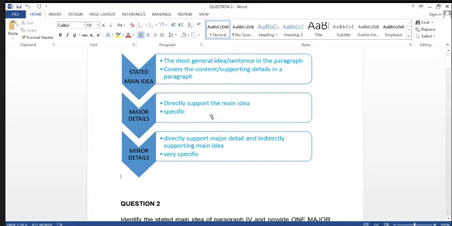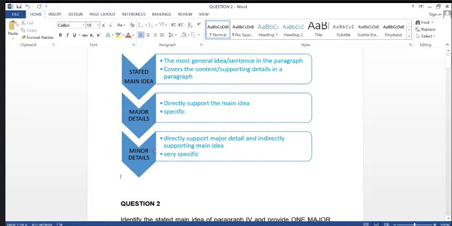All right. So this is one economic divide example, directly linked. And in terms of characteristic, of course, supporting detail will not be general. So for the major detail, the characteristic is specific in nature. However, when you talk about minor supporting detail, in terms of characteristic, they are very specific. Major, specific; minor, very specific.